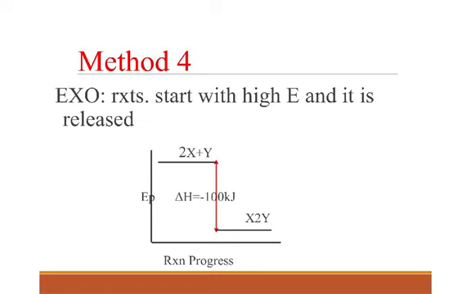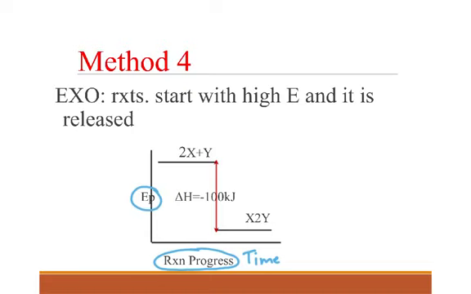Method 4 is a little bit funny looking here. I'm going to show you both the exothermic and the endothermic. So method 4 is a graph. Over here on the y-axis we have potential energy, that's stored chemical potential energy. And at the bottom we have reaction progress, which is really the same as saying time.